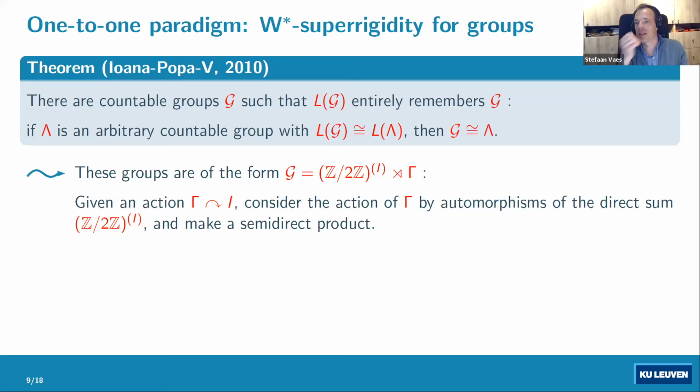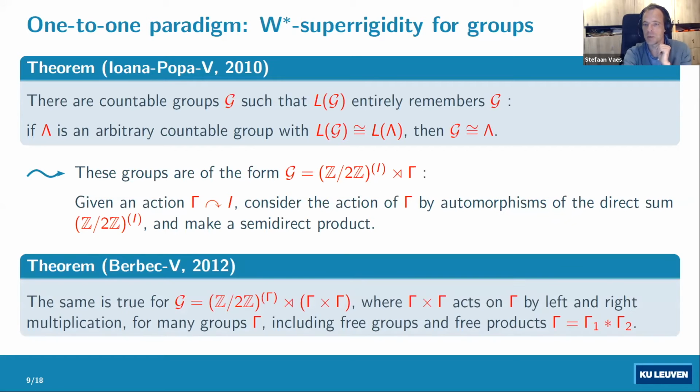And I will not tell you how these groups look like. I mean, they are a bit cooked up. They are of the form of a so-called generalized wreath product construction. So they are of a semi-direct product nature. They contain an abelian normal subgroup, which is the group of two elements, direct product I times, where I is a countable, infinite set. And then gamma is acting on I and shifts the indices. And in that way, you get a semi-direct product group.